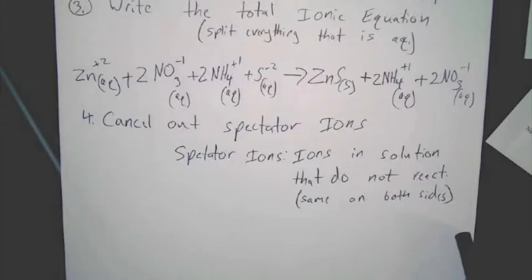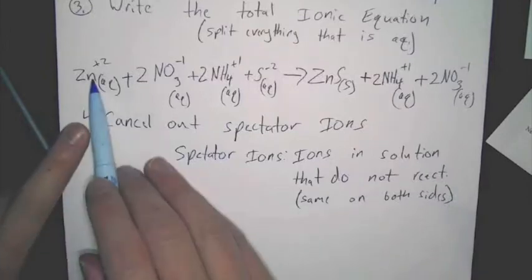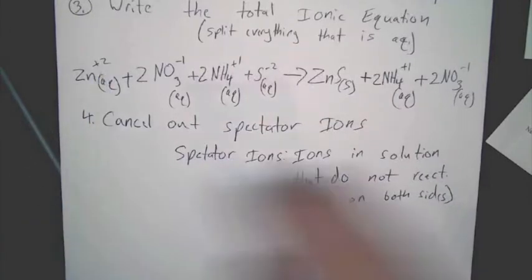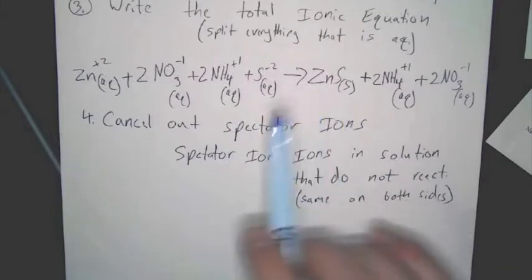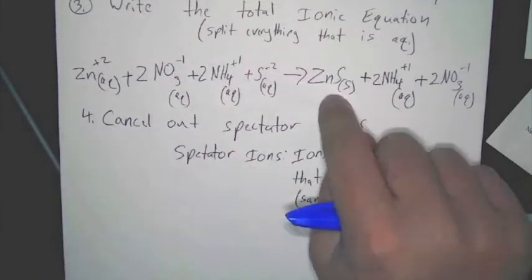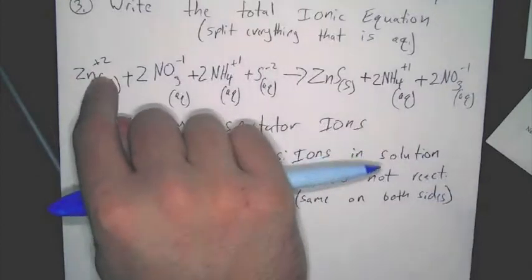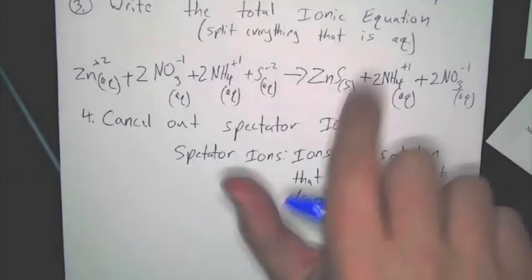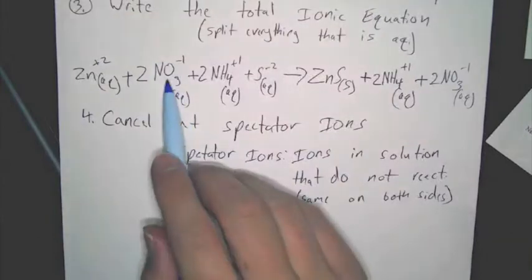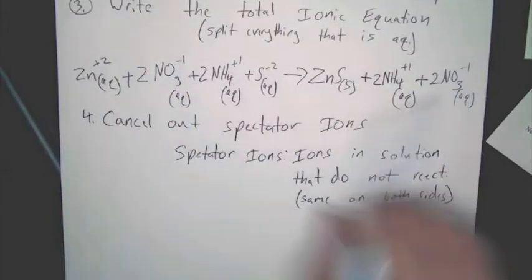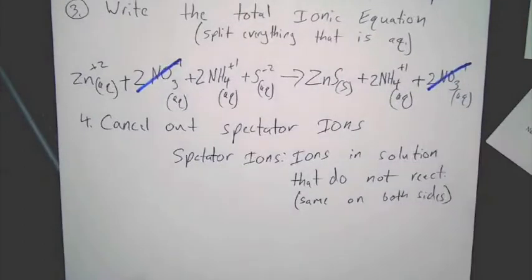Alright. Now, the way this works, you're going to cancel out stuff that's the same on both sides. So, zinc plus 2. Do you have zinc plus 2 on both sides? No, you do not. You have zinc over here, and you do have zinc over here, but this is in its ionic form in an aqueous solution. This is zinc sulfide in a solid. They are not the same. But look at NO3. You have 2 of them, 2 of them. Those cancel out. If they're exactly the same, you just cancel them out.